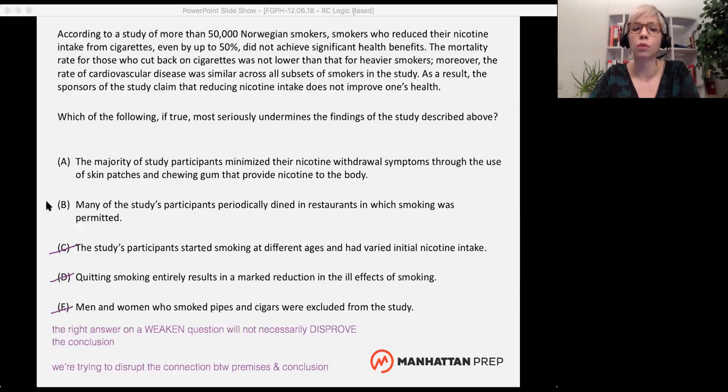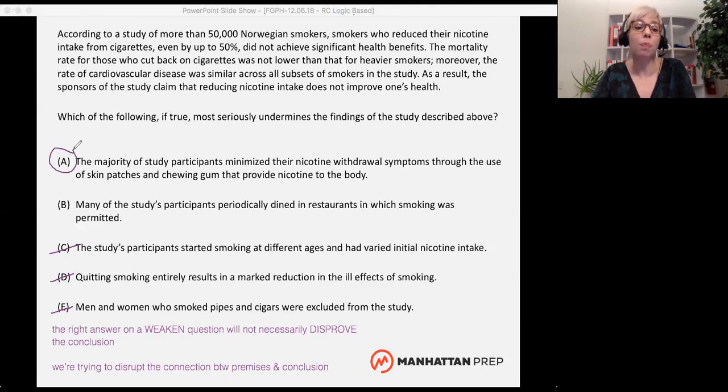So, if we're looking at study participants who reduced their smoking but didn't actually reduce their nicotine, they're using nicotine from patches, they're using nicotine in some other way, then the conclusion that we drew doesn't follow from the premises. That is the difference. So this is when I say you want to look for the places where we're secretly talking about different things. Reducing cigarettes and reducing nicotine might not be the same thing if we introduce this new piece of information, that they have nicotine patches, nicotine gum.